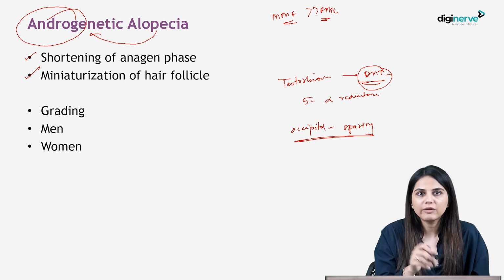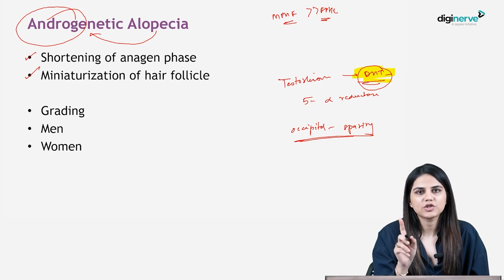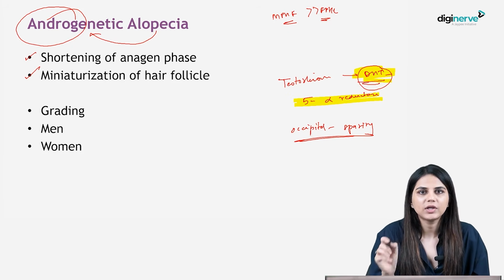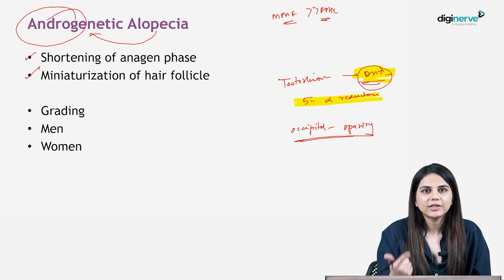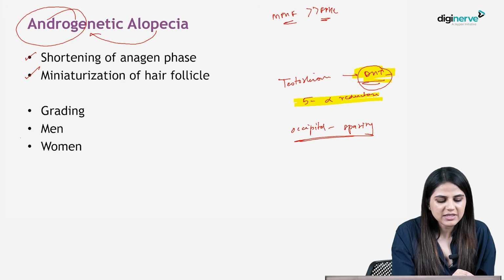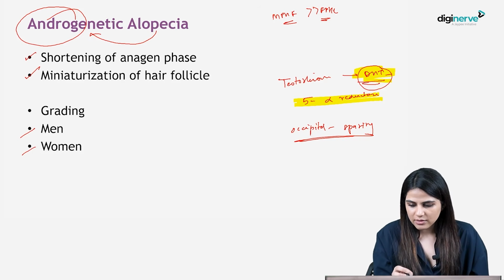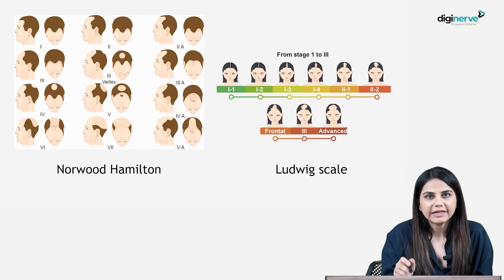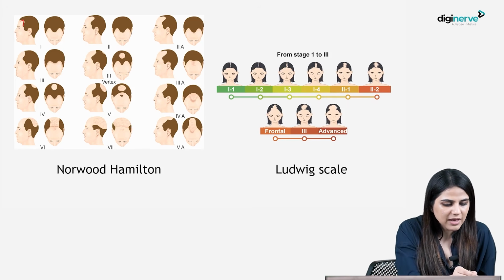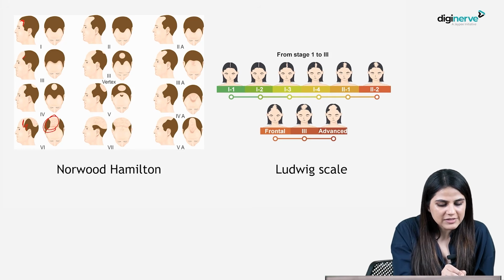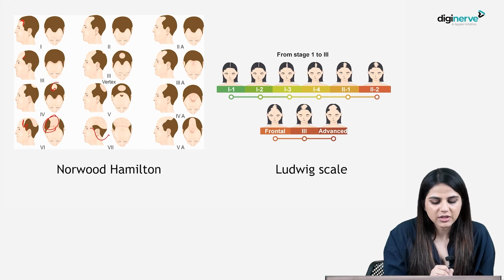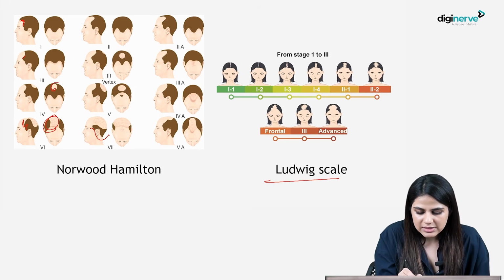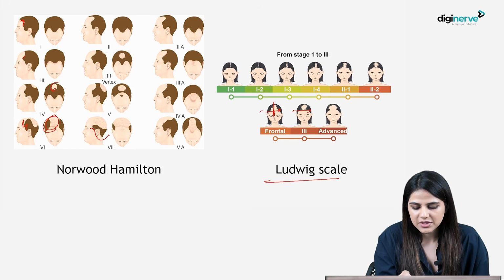So just think, how will we treat it? We will prevent the formation of DHT by giving inhibitors of this enzyme that will stop the DHT, namely finasteride and dutasteride. Can be seen in men and women both, and occipital sparing is a classical feature. Norwood-Hamilton grading is used for men. It starts from the biparietal region, then frontal, the vertex involved, but what we can see is occipital sparing. In females, Ludwig scale is used, and the pattern here is the central hairline gradually widens on both sides.